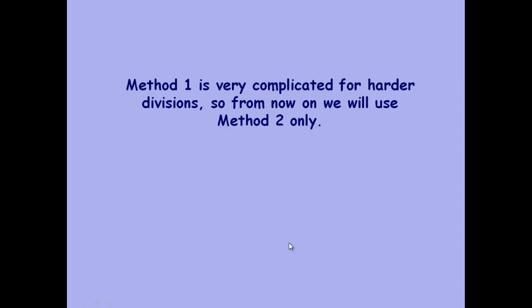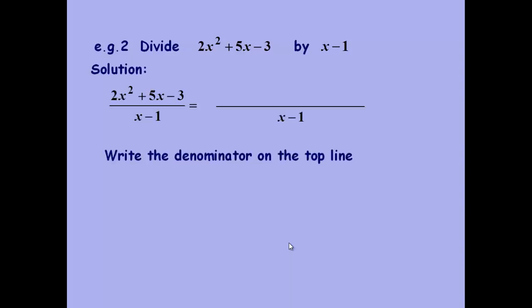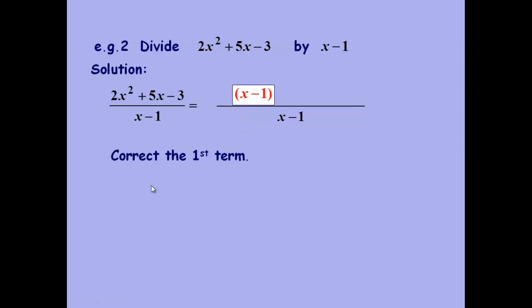Method 2 tends to be more sympathetic with harder divisions. For example, dividing 2x squared plus 5x minus 3 by x minus 1, we write it out using the denominator in our top line. Well, the first term we need to generate is 2x squared. So here we need 2x.